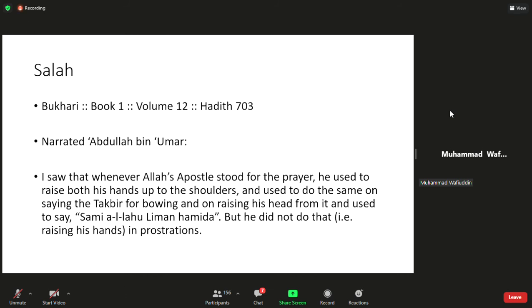The second issue is from a hadith, narrated by Abdullah ibn Umar. The Prophet (peace be upon him), when he stood for the prayer, used to raise both his hands up to his shoulders, saying the takbir, and when going into and raising from ruku, and he used to say Sami Allahu liman hamidah, but he did not do that in prostration.